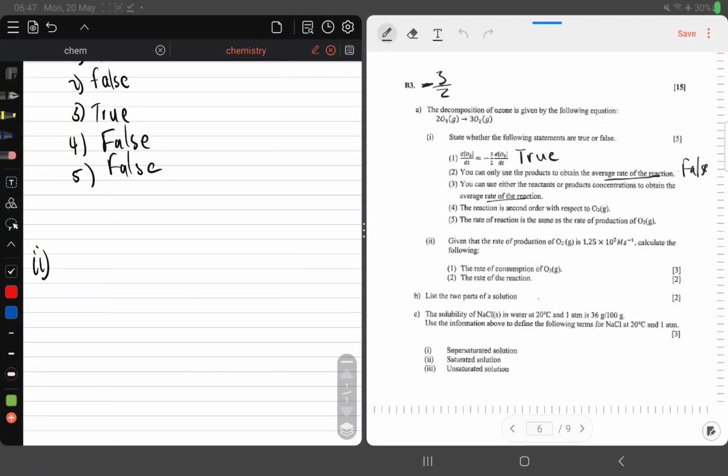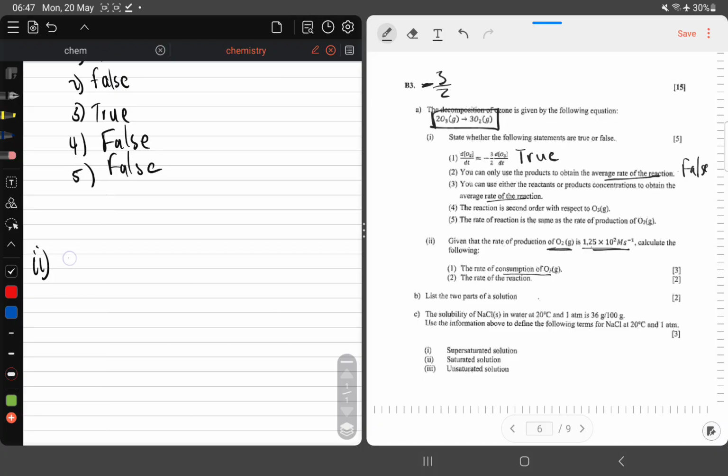All right, so now let's go through part B2. It says, given the following rate of production of O2, remember we're still using this thing, and they've given us the rate of production of O2. They said calculate the rate of consumption of O3. Okay, so we have O2, we are going to O3. So what do we do? We first divide.